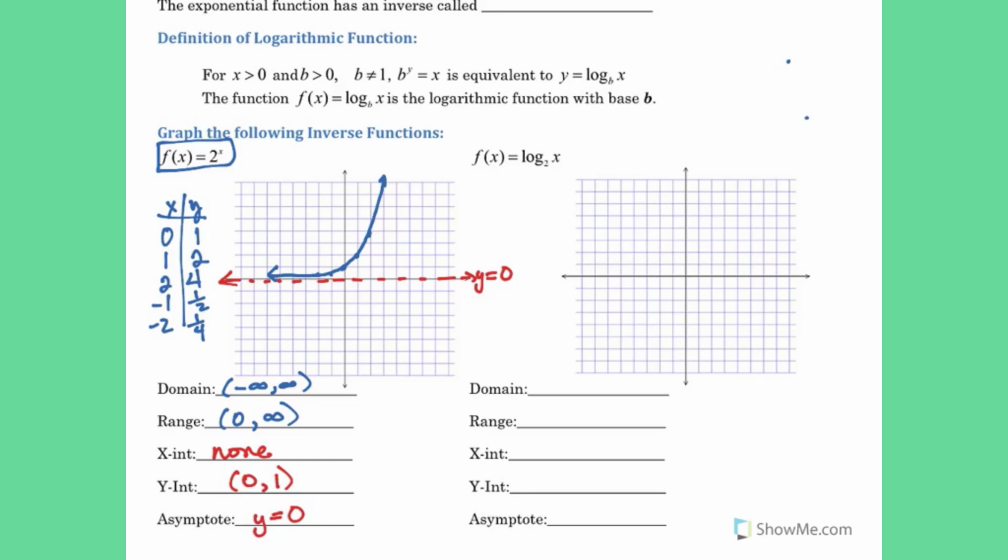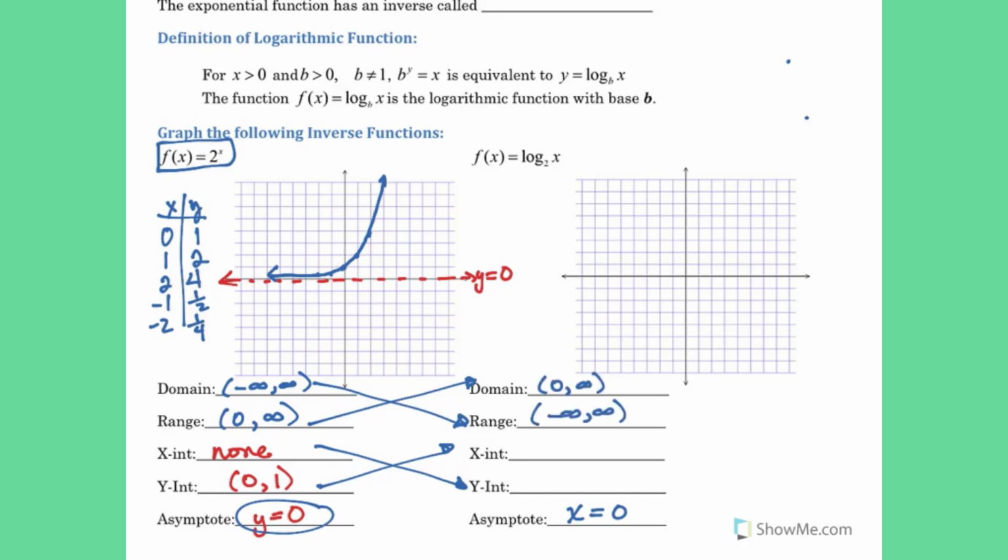If we want to graph the inverse, remember, we change everything. So the domain becomes the range and the range becomes the domain, the x-intercept becomes the y-intercept, and so forth. And even here, we would replace y with x. So our domain is going to be 0 to infinity. Our range is all real numbers.